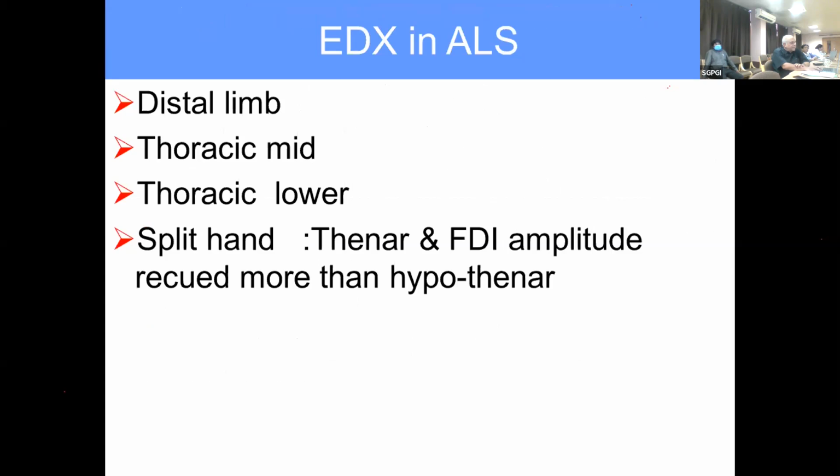Okay. So in ALS, we have to see distal limb, mid-thoracic, lower thoracic, and do the split hand. Split hand, Dr. Jayanti had already shown you, so I don't want to repeat it, but I'm going to discuss it from a different viewpoint.